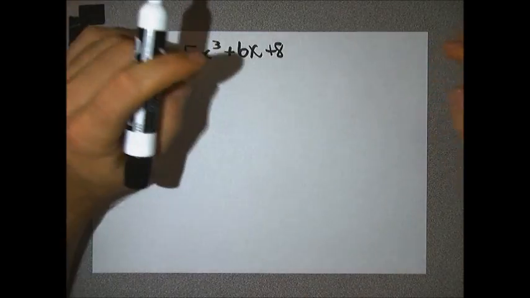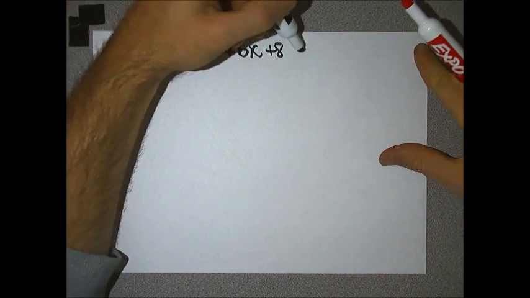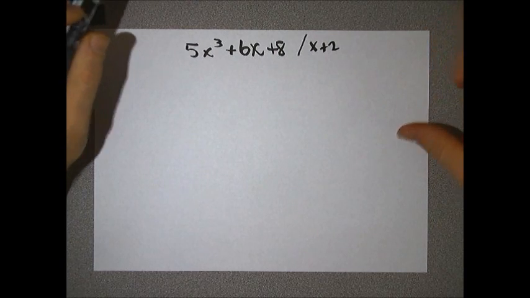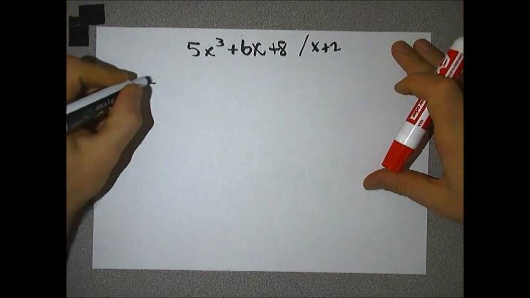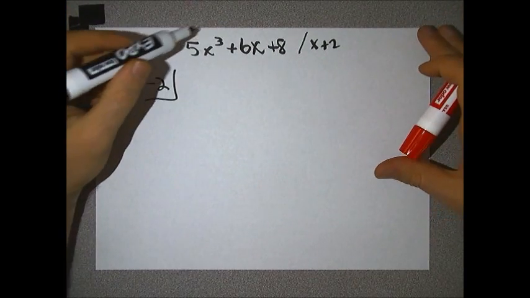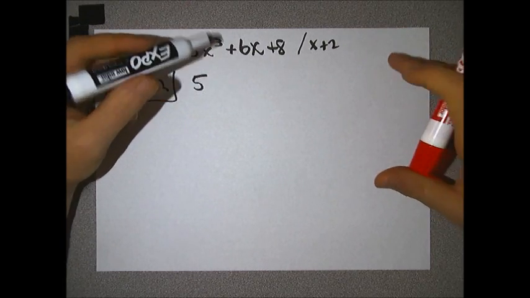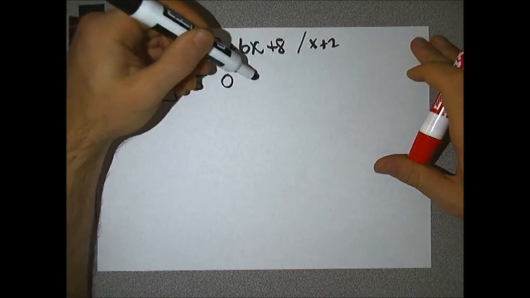Okay, number 7 says divide synthetically, so I'm dividing this by x plus 2. So if we're doing synthetic, the number in the box is going to be negative 2. Bring down the coefficient 5. Now what do you have to do between this? There's no quadratic term, so I need to represent that with a 0.